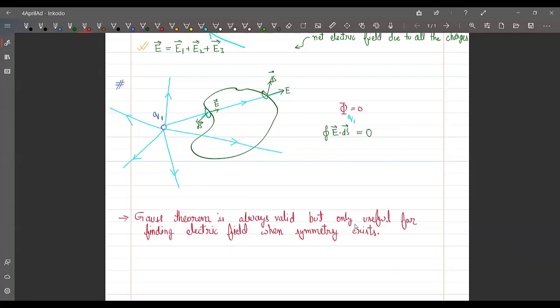Do you remember we had discussed the electric field due to a point charge and we solved it using Gauss theorem? In the previous class, we proved the electric field due to a point charge. Shall we do it again, or is that clear to you?